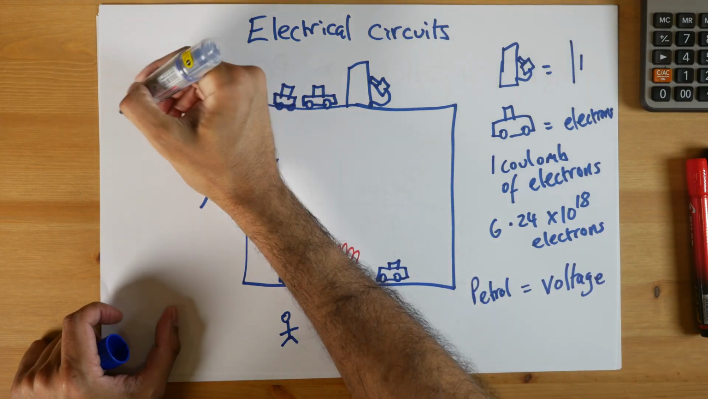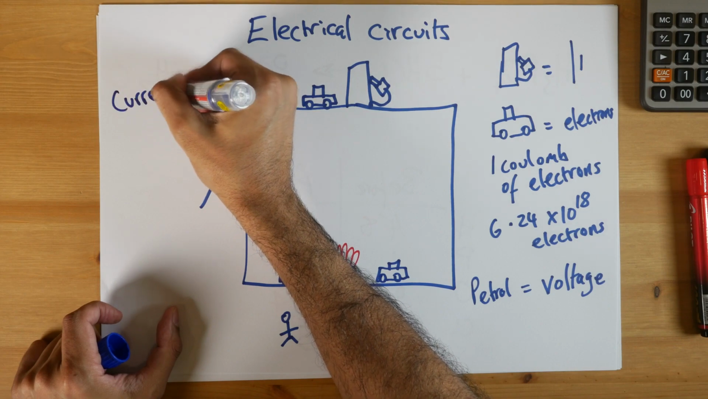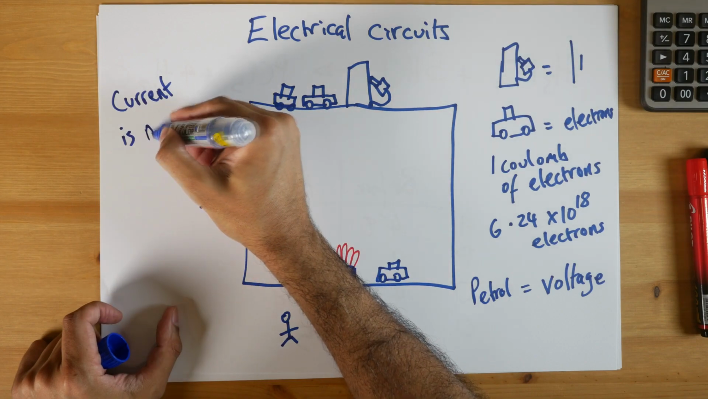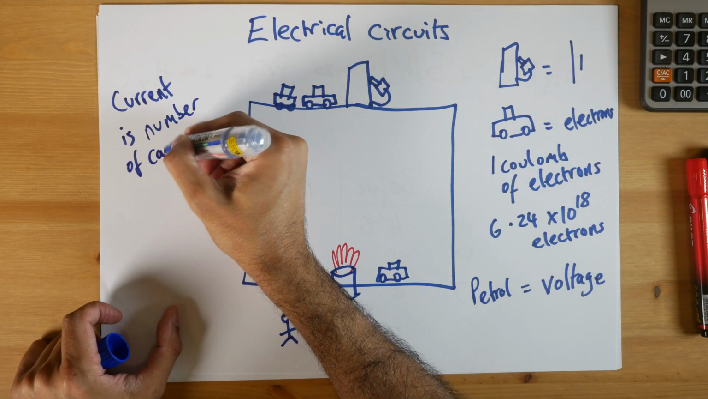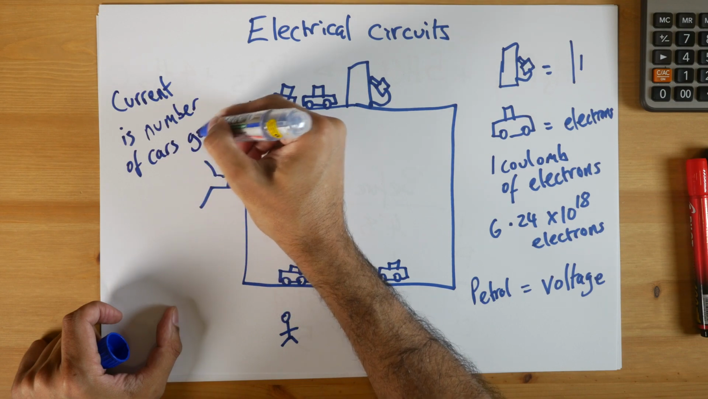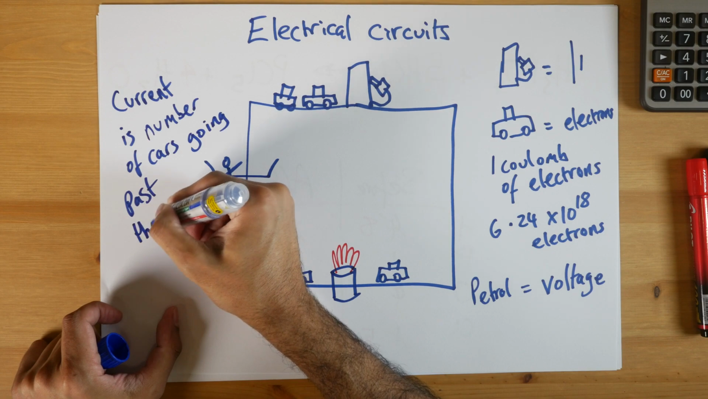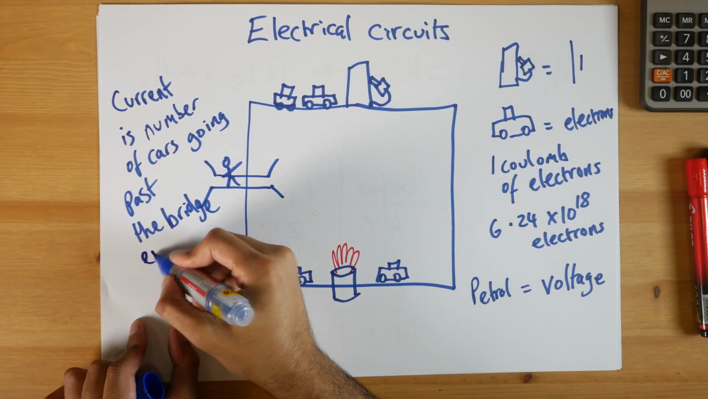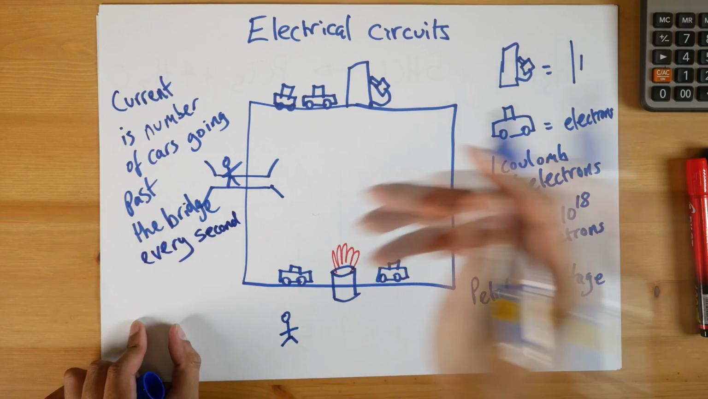So we'll write this over here. Current is the number of cars going past the bridge every second.